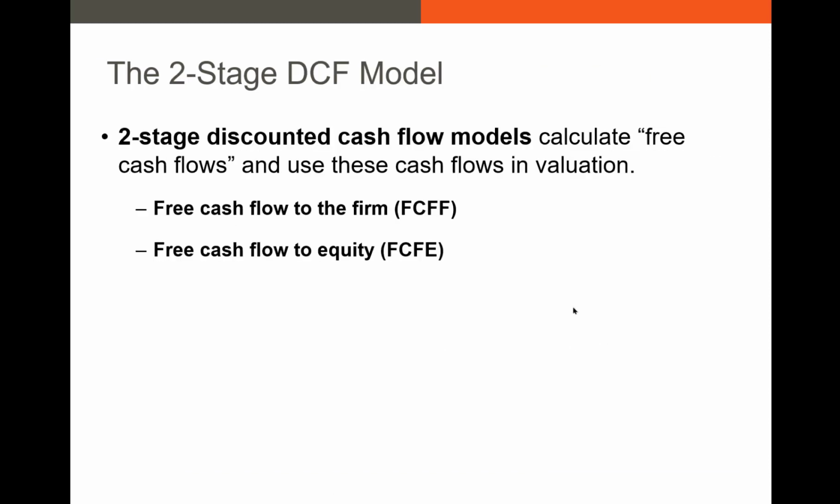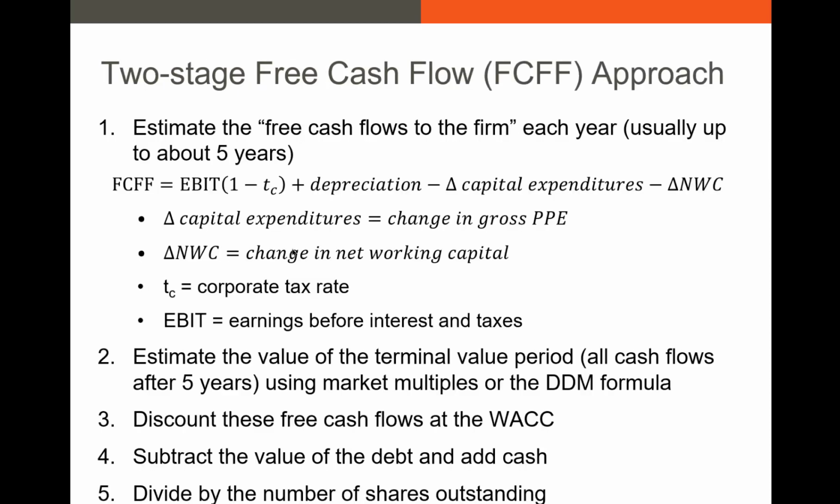Okay, so we have 2 types of discounted cash flow calculations. We have the free cash flows to the firm, and we have the free cash flows to equity. And let's talk about how we use the free cash flows to the firm in this 2-stage DCF model. Well, the free cash flows to the firm, the way we typically are going to calculate that is using this model right here. So we take our earnings before interest and taxes times 1 minus our tax rate. So basically, this is ultimately earnings before interest because we've subtracted out taxes.